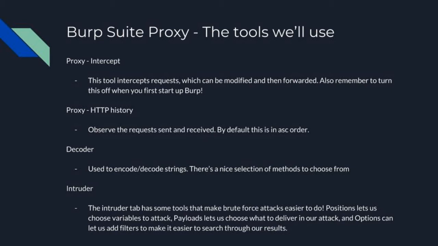And the last one is the Intruder. The Intruder tab has some tools that make brute force attacks easier to do. Positions lets us choose variables to attack, payloads lets us choose what to deliver in our attack, and options can let us add filters to make it easier to search through our results. You'll find yourself using these tools a lot in the following weeks. In a bit, I'll go over some live examples of me using these tools in a similar way to the way you would use them to solve the Week 1 challenges.